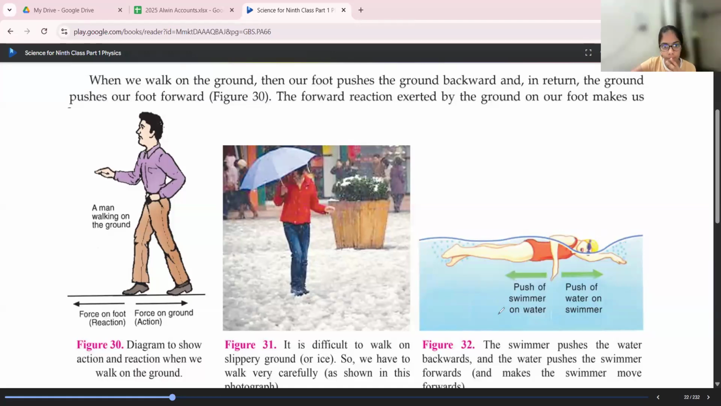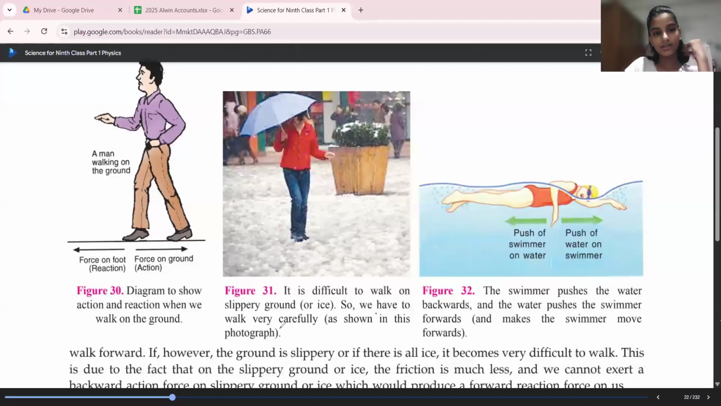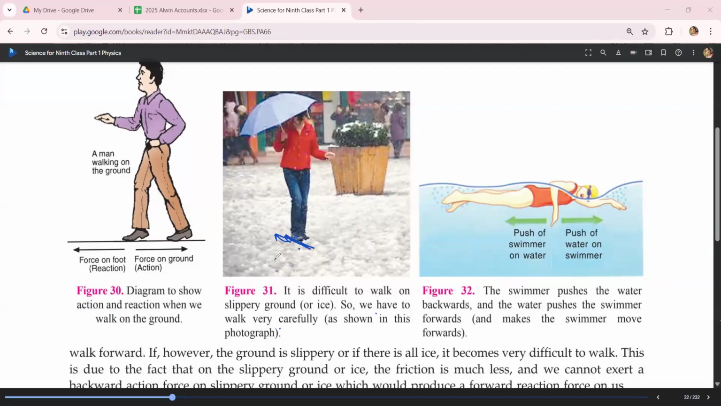Ma'am, what is this figure 3.1 telling us here? It is difficult to walk on a slippery ground. Why is it difficult? Because there cannot be grip. Yes, because when you are pushing the ground backwards, because of the waxy coating or slippery surface, your feet may slip, because of which the earth won't show its reaction and you won't go ahead, you'll fall off.